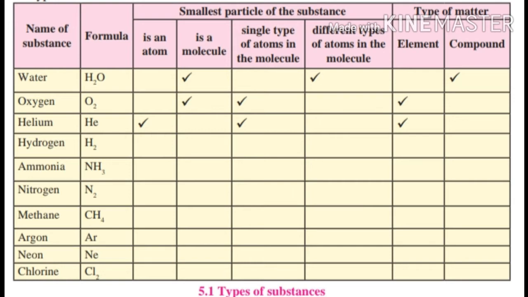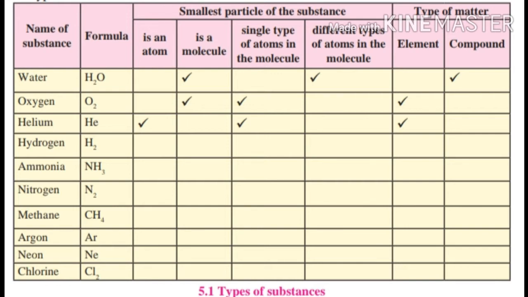The next one is helium. Formula is He. Means here only it is an atom. Is it a molecule? No, put dash. Next, single type of atoms? Yes. Then next, different types, put dash. Then is it an element? Yes, put tick mark. He. Only one type of substance is there, therefore it is an element.